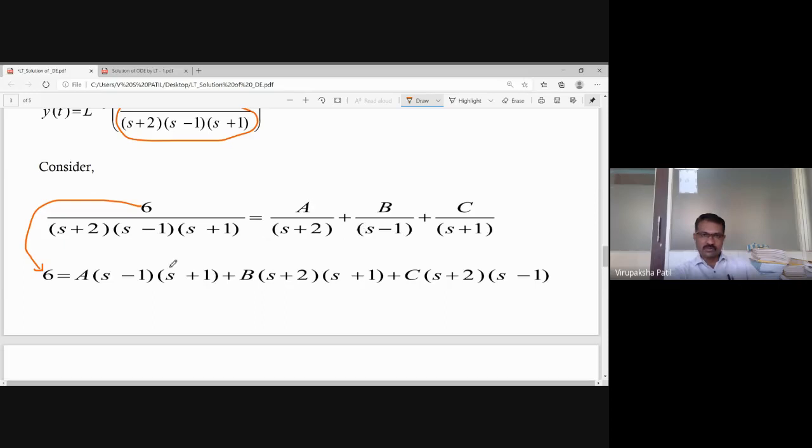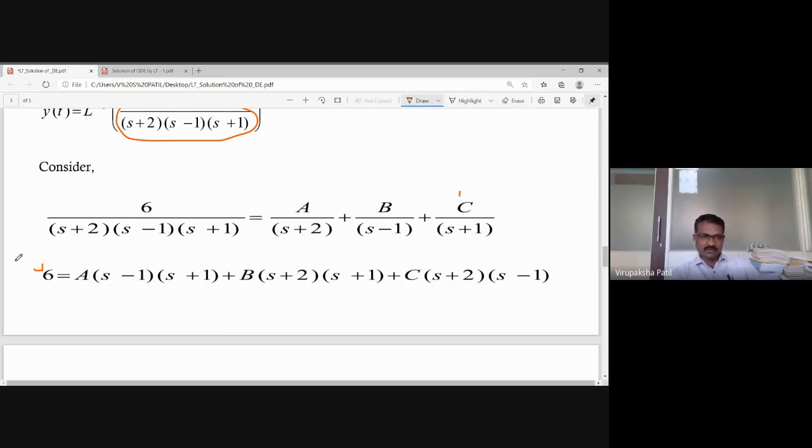When you take the LCM, you have to multiply a with this factor and this factor, so that becomes a into s minus 1 into s plus 1. Then plus b, you have to multiply b by this factor and this factor, so b into s plus 2 into s plus 1. Then plus c, you have to multiply c by this factor and this factor, so you get c into s plus 2 into s minus 1. Is that clear?